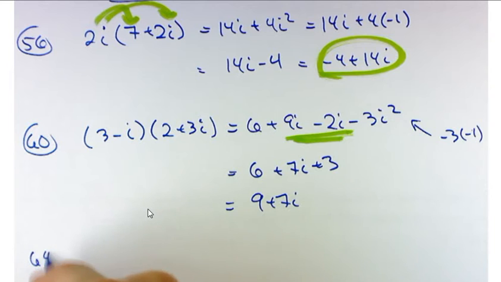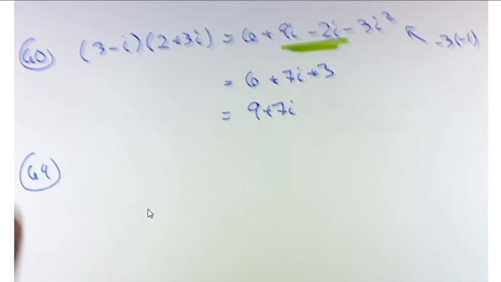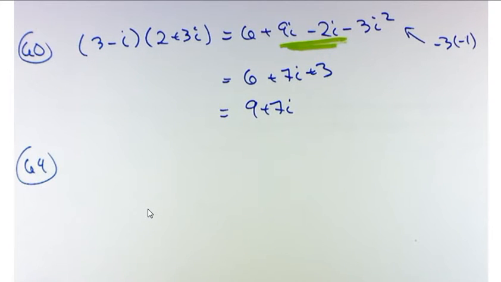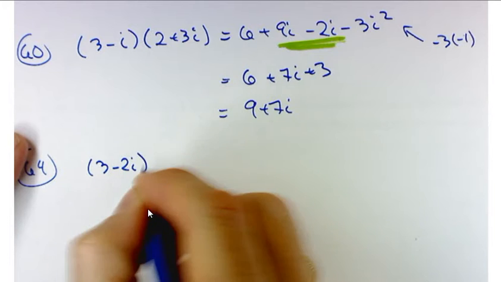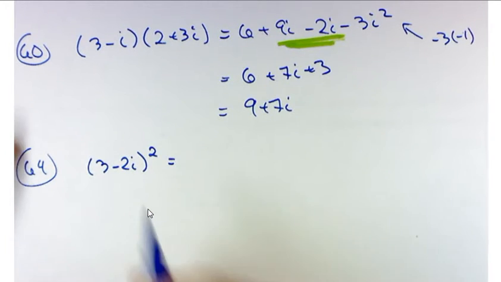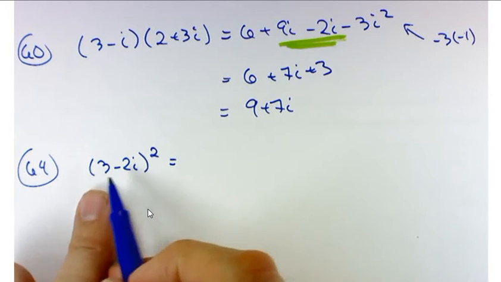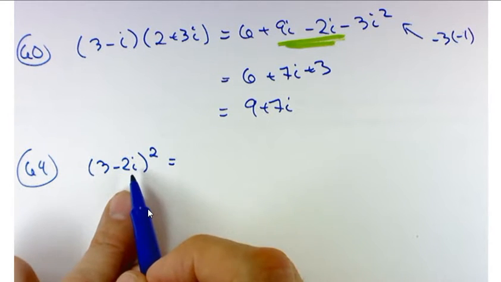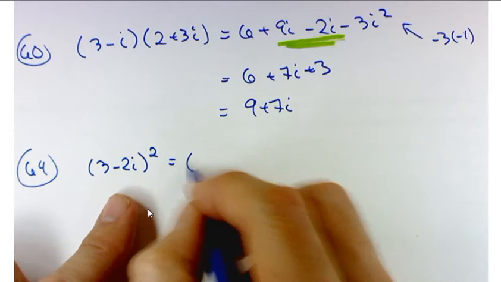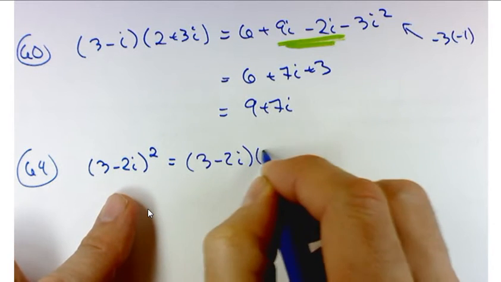Problem number 64 is going back to a theme you're going to see from most math teachers, I would think. They want you to practice squaring binomials. So 3 minus 2i squared. You can't take any shortcuts here. You can't say, oh, well, that's 3 squared minus 2i squared, etc. Foil it out. Write it as 3 minus 2i times 3 minus 2i.